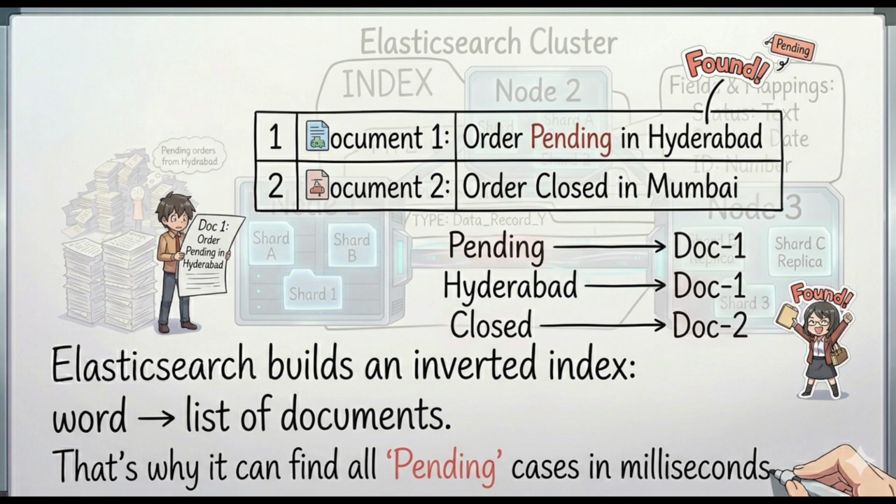Elasticsearch builds what's called an inverted index. It maps specific words to a list of documents where they appear. This is the secret to why it can find every pending case across millions of records in mere milliseconds.